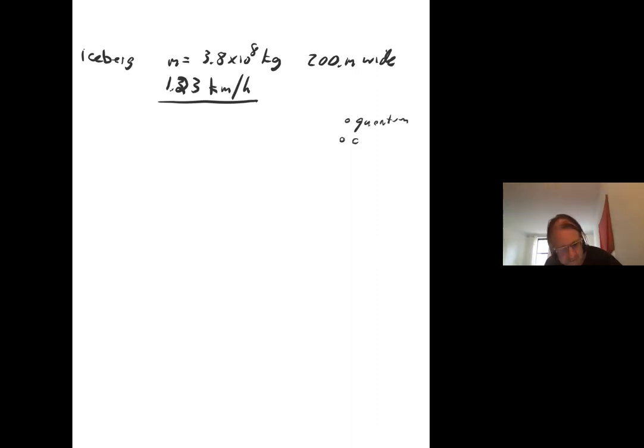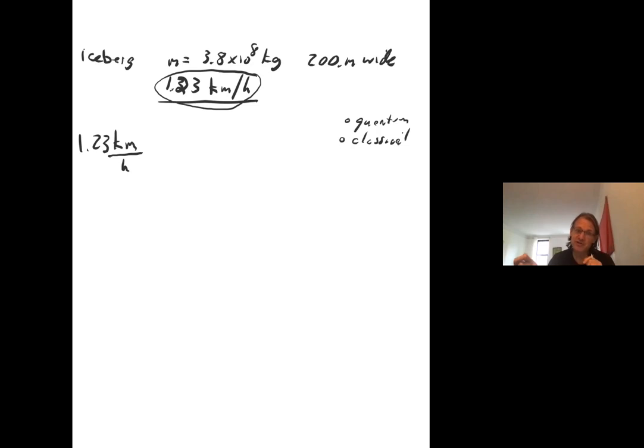Is it classical? Okay, so let's get the speed right. 1.23 kilometers per hour. We all know there are 60 seconds in a minute and 60 minutes in an hour. So 60 times 60 is 3,600, which means in 1 hour you've got 3,600 seconds, right?